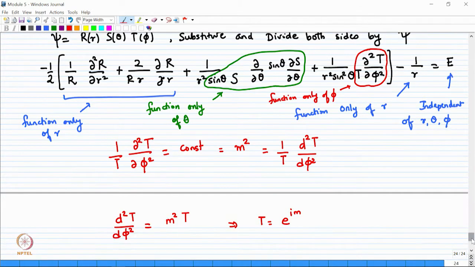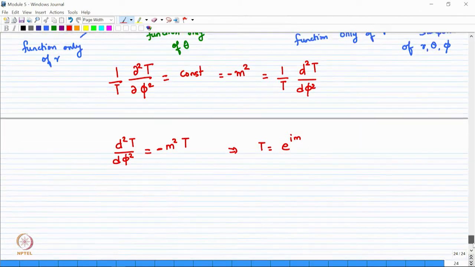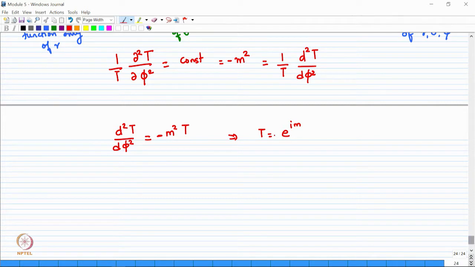You have d square t by d phi square is equal to minus m square t. Okay, so this implies t is equal to e to the i... I am sorry, I want to set this constant as minus m square. We will come to later why this constant should be negative, but we will set this constant as minus m square. So if we set it as minus m square, you can immediately see that t should be e to the i m phi. So t of phi is e to the i m phi multiplied by some constant A. Okay, so A is a normalization constant.